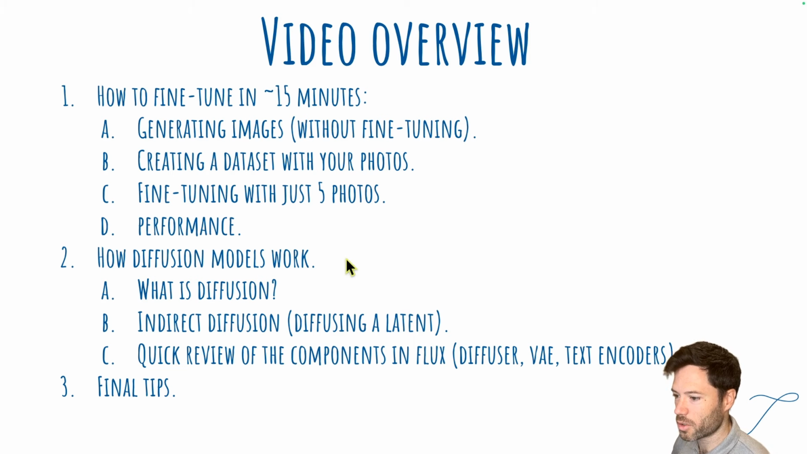I'll explain how diffusion models work. So what is diffusion? The way that these work is via indirect diffusion. So actually we don't diffuse images, we diffuse what's called a latent space representation. And then I'll review some of the components in the model we're going to use today. It's a model called Flux from Black Forest Labs. I'll give an intuitive explanation of what the diffuser, the VAE, that's Variational Autoencoder, and the text encoders are, and how they all piece together to work as Flux Schnell or Flux Dev, the 2 models we'll talk about today.